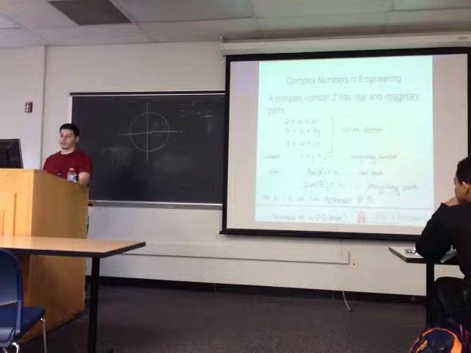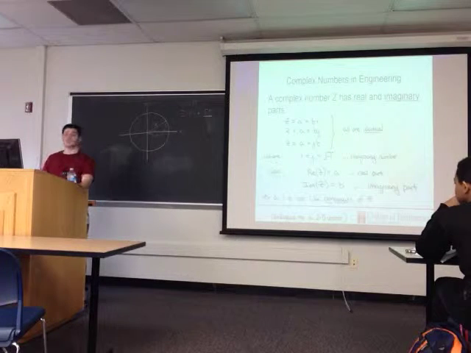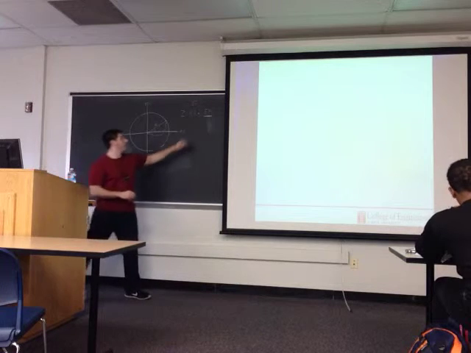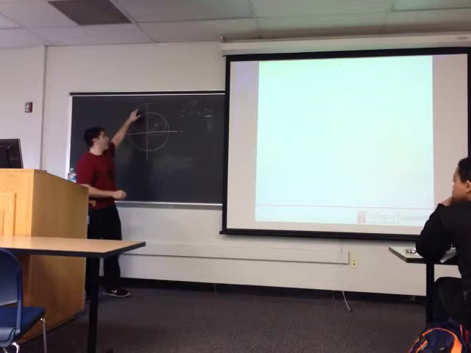And like this says, it's analogous to 2D vectors. It's essentially the same thing. The only thing that's different is this j component, and your axes are different.